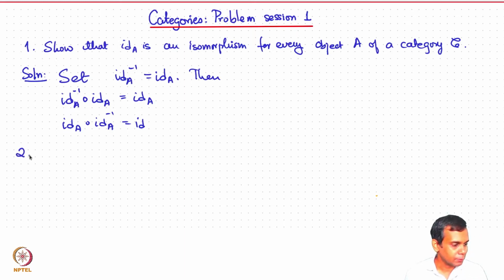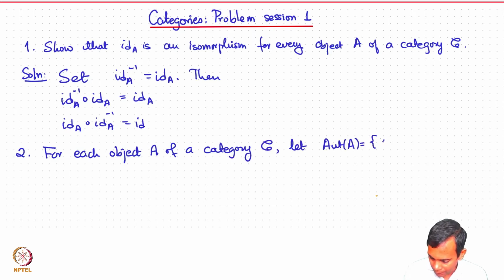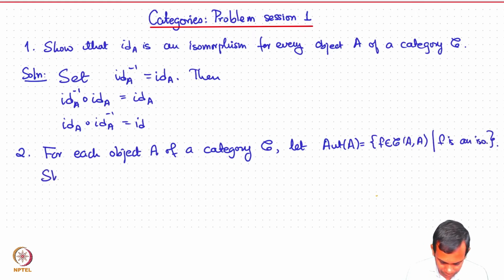Let's try something a little more interesting. So for each object A of a category C, let Aut A equal F, the arrows from A to A, such that F is an isomorphism. Show that Aut A is a group.